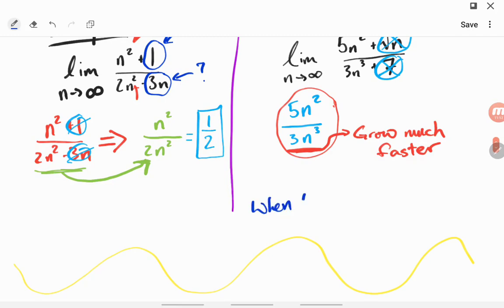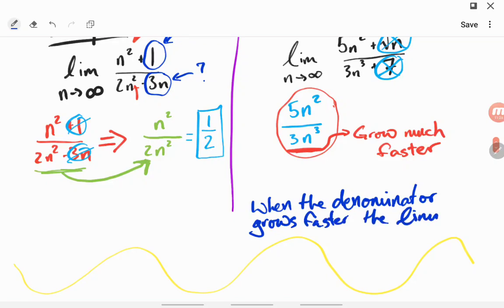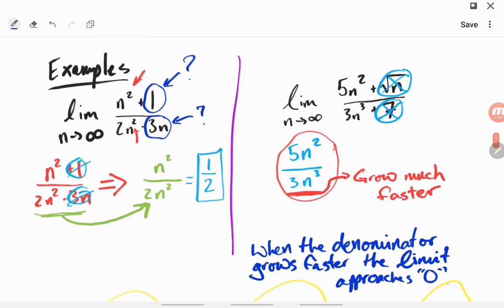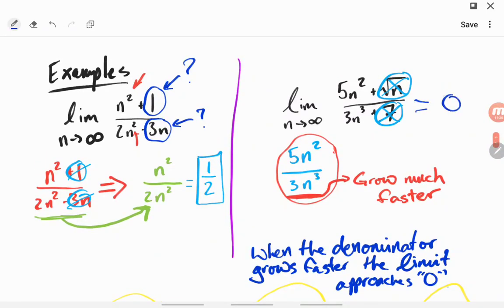When the denominator grows faster, the limit approaches 0. So this limit is equal to 0.